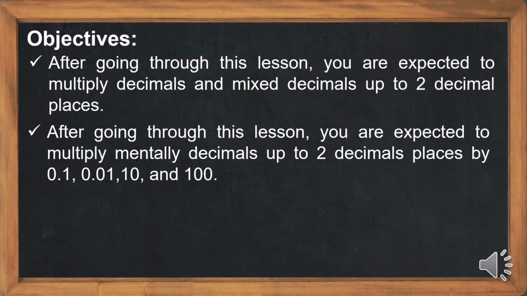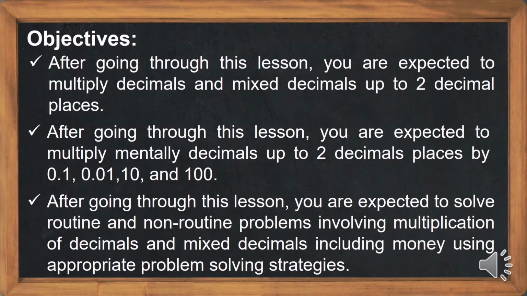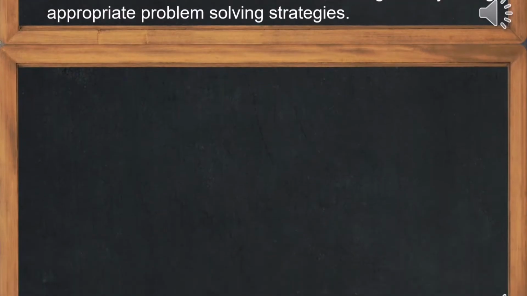You are also expected to multiply mentally decimals up to 2 decimal places by 0.1, 0.01, 10, and 100. You are expected to solve routine and non-routine problems involving multiplication of decimals and mixed decimals including money using appropriate problem-solving strategies.